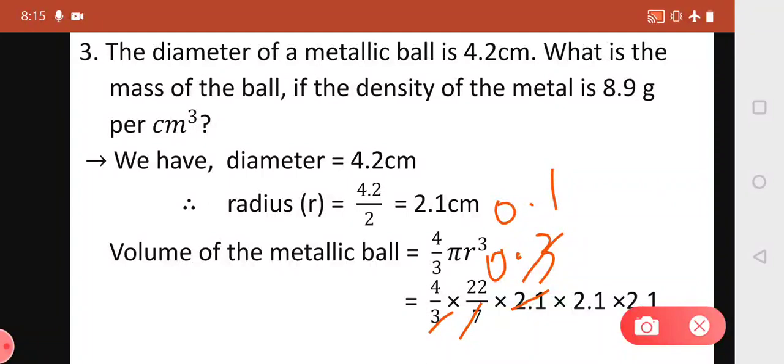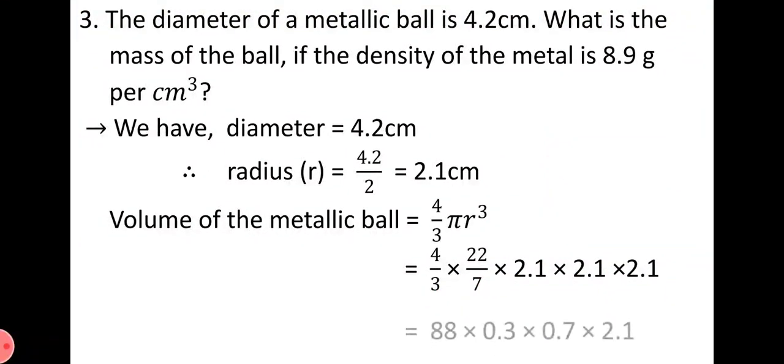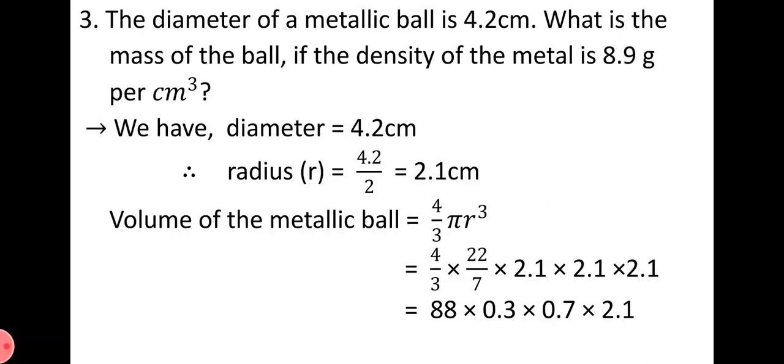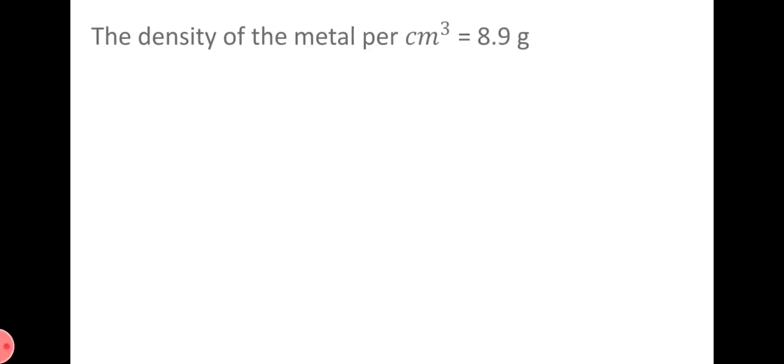All the remaining numbers will multiply and the product will be equal to 22 4s are 88 into 0.3 into 0.7 into 2.1, that is equal to 38.808 cubic centimeter. This is the volume of the metallic ball. We have to find out the mass of the ball. Now it is given that the density of the metal is 8.9 gram per cubic centimeter, and we have 38.808 cubic centimeter as volume.